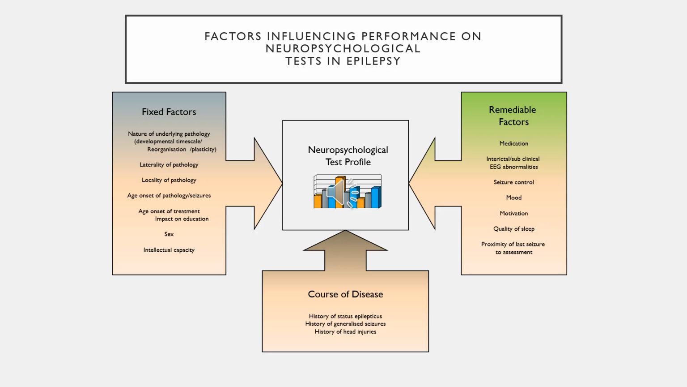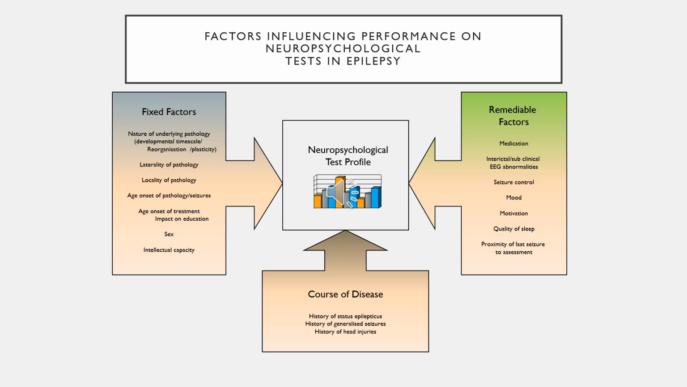We're not just interested in the age of onset of the pathology, we're also interested in the age of onset of seizures, and those don't always go hand in hand. Quite often the pathology will predate the seizures by some time, sometimes many years. But the onset of seizures is quite important because that tells us something about any impact that the epilepsy may have had on somebody's education. We're also interested in sex and overall intellectual capacity because that can have an impact on some cognitive functions.